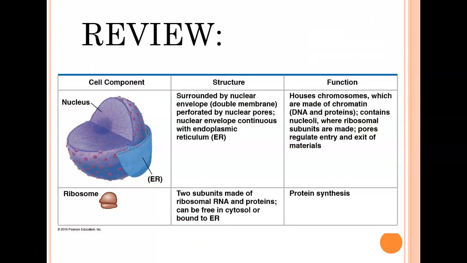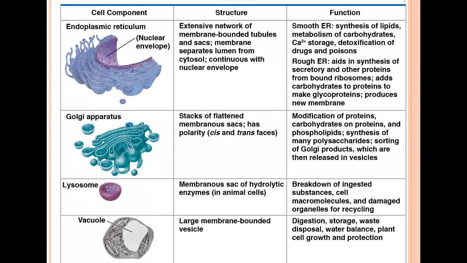All right, so we're to the end of this PowerPoint. At the end, there's a review of just what the structure and the function is. So the nucleus is the brain. That's where in the nucleolus, the ribosomal subunits are made, and there are pores to regulate entry and exit. Ribosomes can be either bound or free, depending on where they are in the cell, and they are the site of protein synthesis.